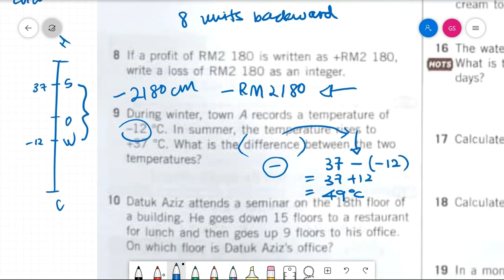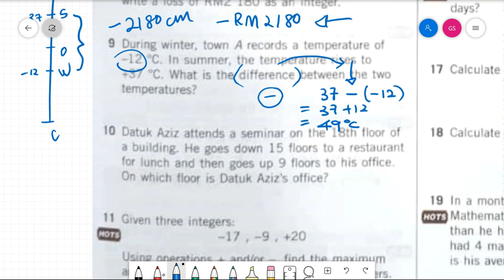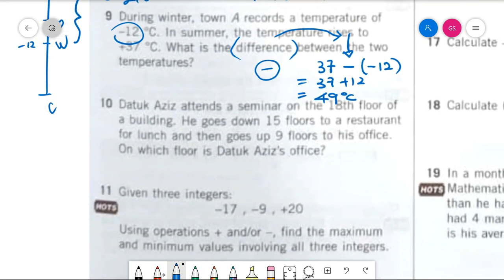Yes, nothing much else to say. That's all. Number 10. Dato' Aziz attends a seminar on the 18th floor of a building. He goes down 15 floors to a restaurant for lunch and then goes up 9 floors to his office. On which floor is his office? So, suppose he's on top here, 18. Okay? He went down 15 floors, so this is down 15 to a floor here.